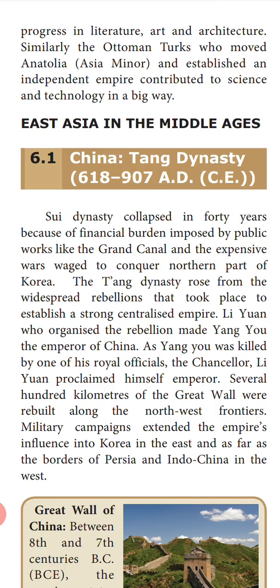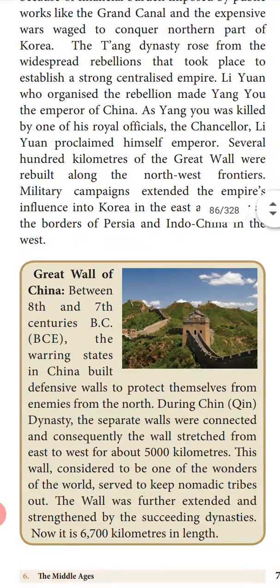Okay, Tang dynasty people. Now, the Great Wall of China, we have already studied. Between the 8th and 7th centuries BC, the warring states in China built defensive walls to protect themselves from enemies from the north. During the Qin dynasty, the separate walls were connected and consequently the wall stretched from east to west for about 5,000 kilometers. This wall, considered to be one of the wonders of the world, served to keep nomadic tribes out.